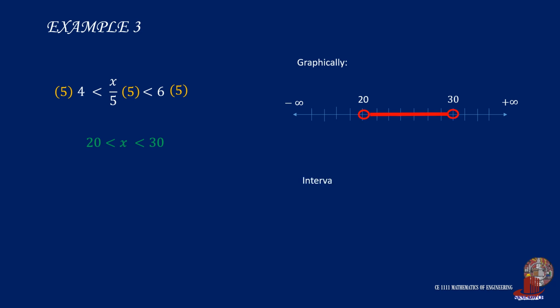Example 3 has 4 as less than x over 5, which is also less than 6. Isolate x by multiplying the middle term by 5, which would also mean that we need to multiply the two other terms too, making the inequality 20 as less than x and also less than 30. With x as greater than 20 but less than 30, we can draw these as two hollow dots connected together. In interval notation, we write an open parenthesis with 20, then 30 with a closed parenthesis.